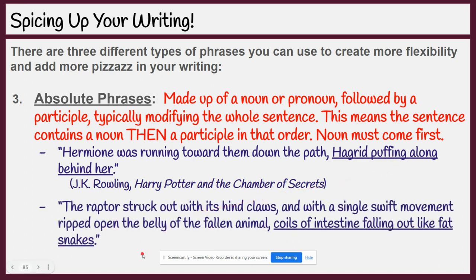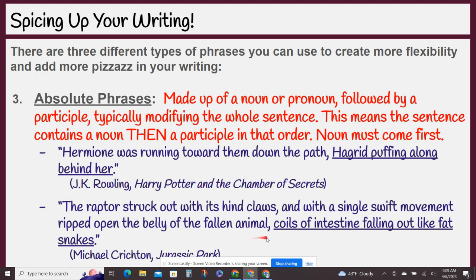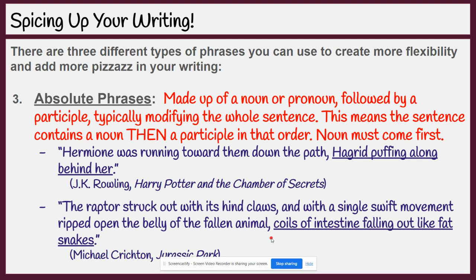Here we have the raptor struck out with his hind claws and with a single swift movement, ripped open the belly of the fallen animal, coils of intestine falling out like fat snakes. So we have coils of intestine, that's our noun. Falling is our participle. So we have a noun phrase followed by a participle. Noun followed by a participle. Absolute phrases always go in this format.